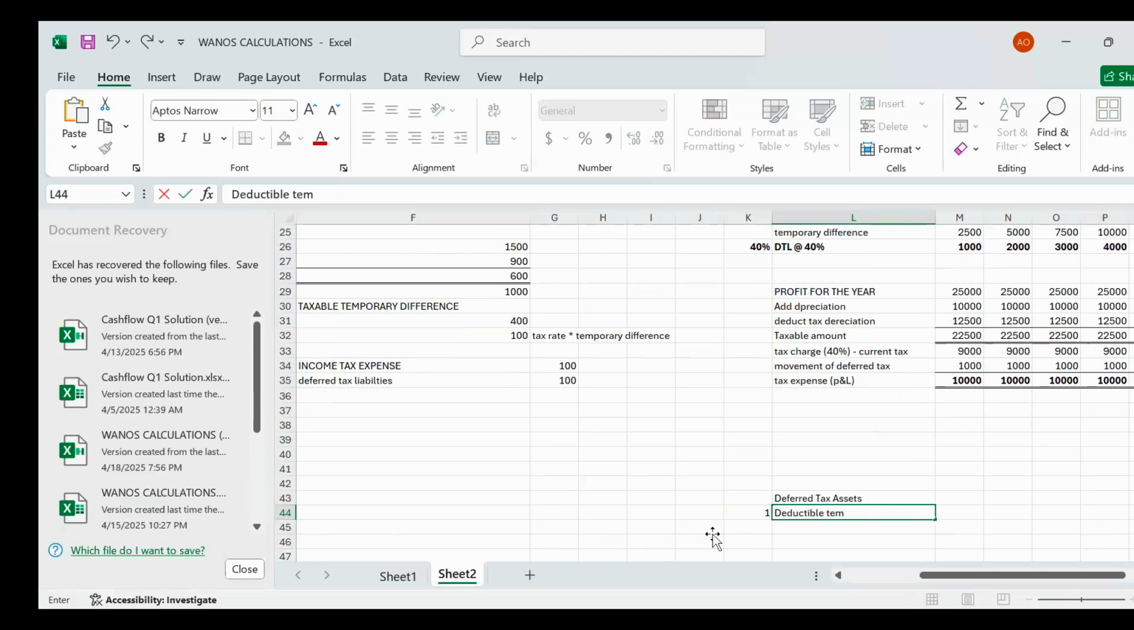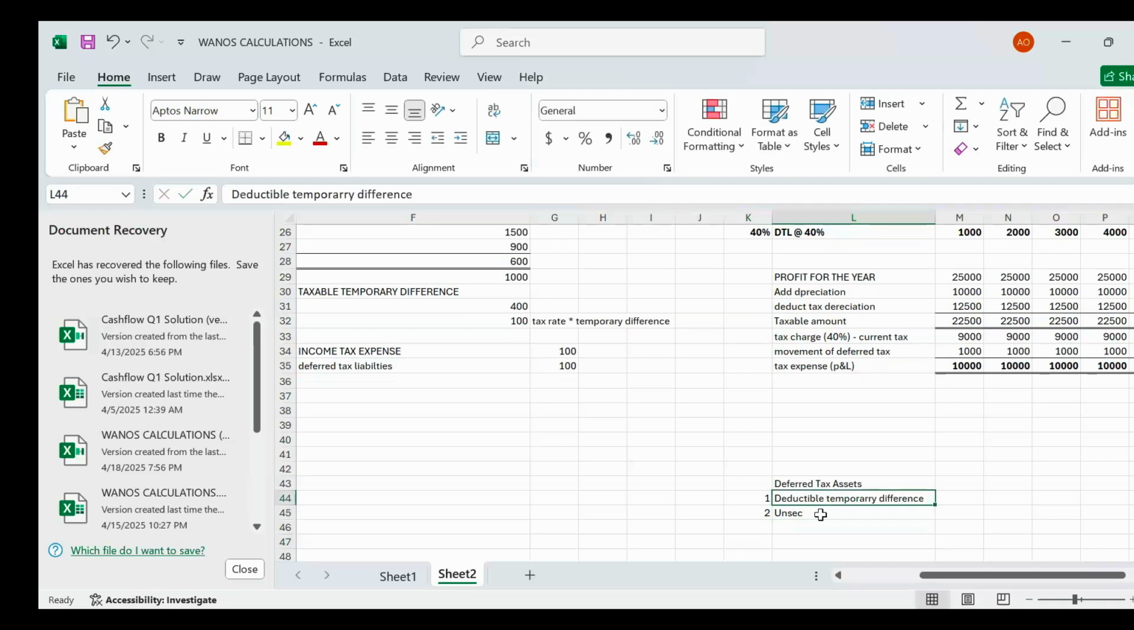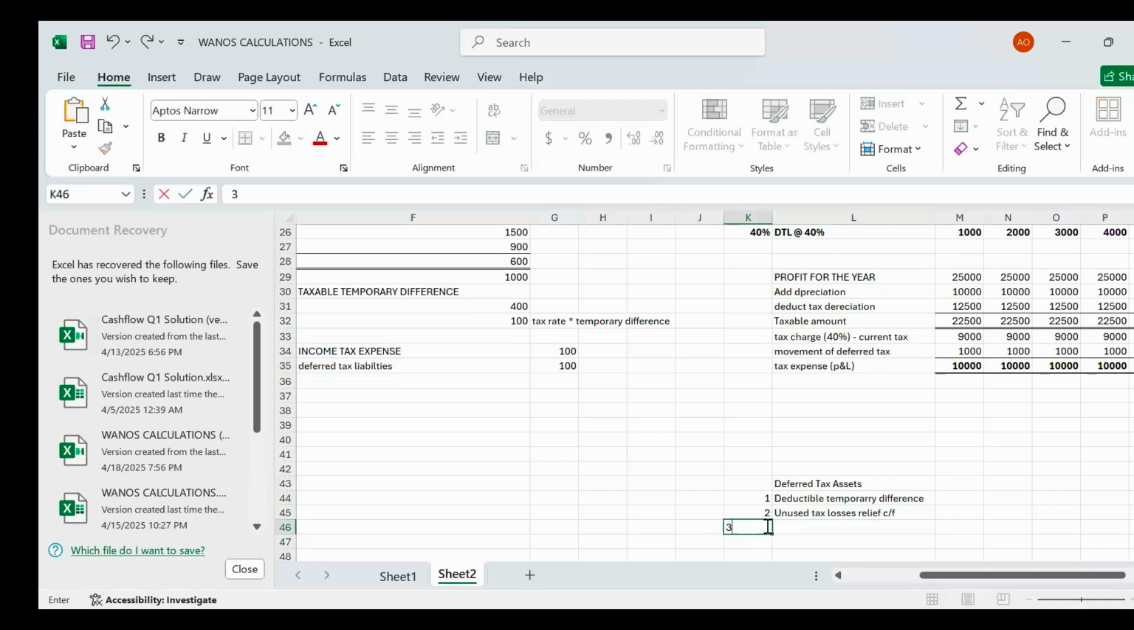Number two will be when you have unused tax losses, unused tax loss reliefs carried forward. That means the law still permits us to make a deduction from our taxable profit as a result of losses that we made in previous years.